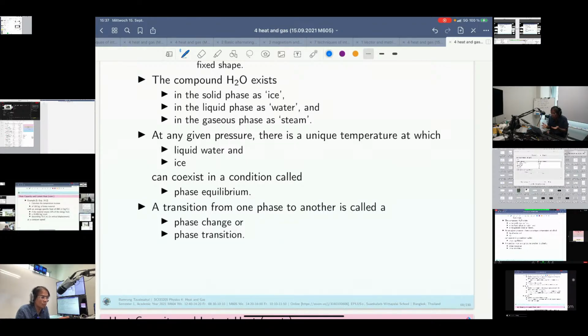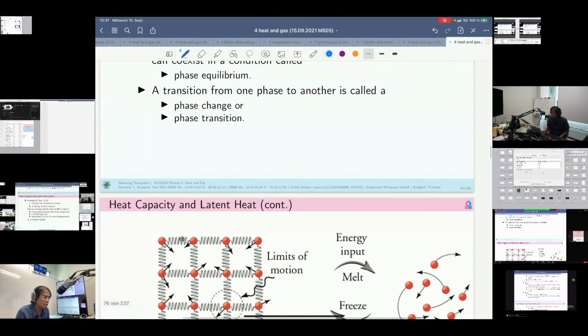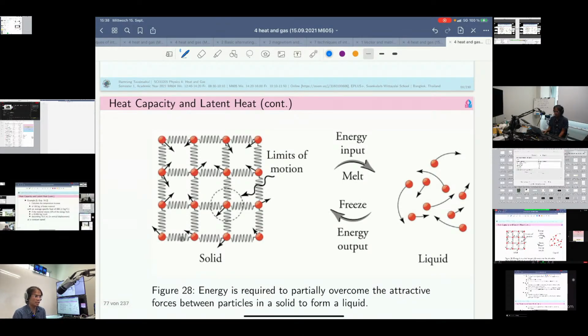I'm not the person who assigns the words. We will talk about the common names for those processes. For example, we have the solid, and let's say we make a model of the solid molecules by sticking them together with springs like this. We have several springs connecting them together, so there are limits of motion. The molecules of this particle cannot move easily.